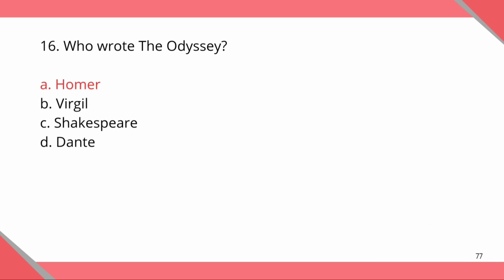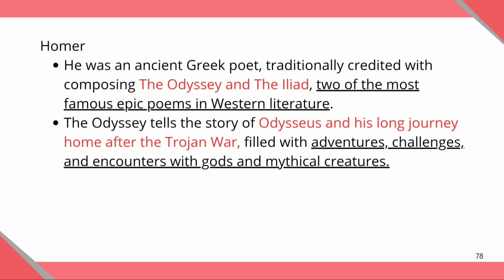The correct answer is letter A. Homer. He was an ancient Greek poet, traditionally credited with composing the Odyssey and the Iliad. They are two of the most famous epic poems in Western literature. The Odyssey tells the story of Odysseus and his long journey home after the Trojan War, filled with adventures, challenges, and encounters with gods and mythical creatures.